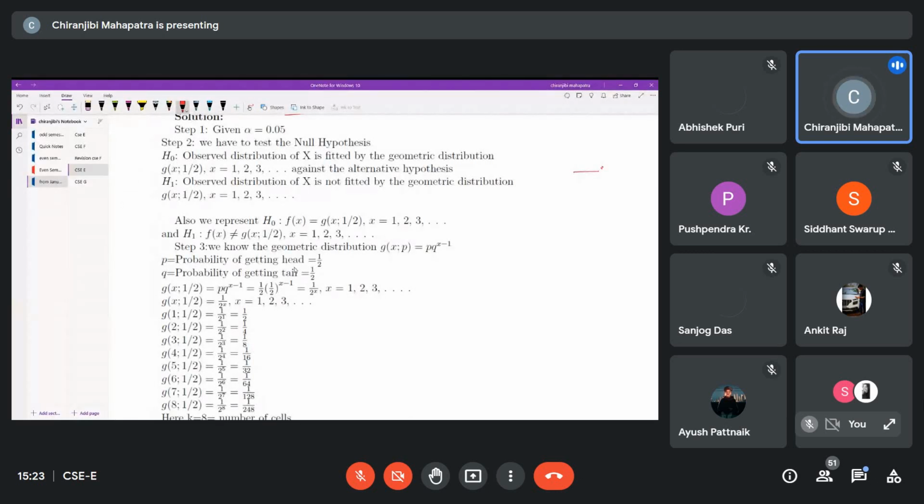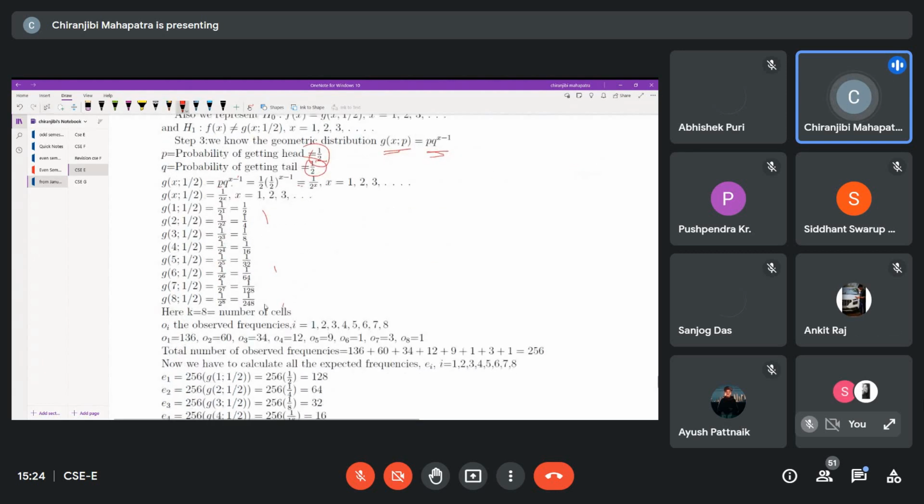So probability of getting a head that is equals to, okay, so ये ज्योमेट्रिक डिस्ट्रीब्यूशन फॉलो करेगा बोल के हम लोगों को उसको प्रूव करना है. So we know the geometric distribution g(x) = p into q to the power x minus 1. Okay, then probability of getting a head is 1 by 2, probability of getting a tail is also 1 by 2. Okay, so geometric distribution p into q to the power x minus 1. So like this, go on doing.